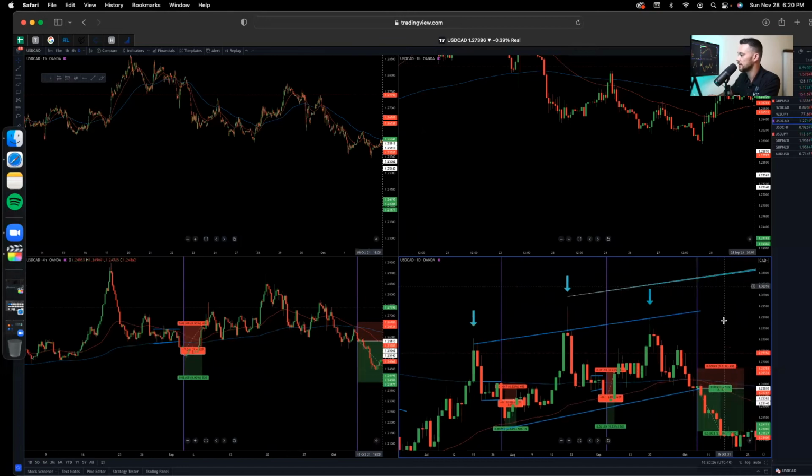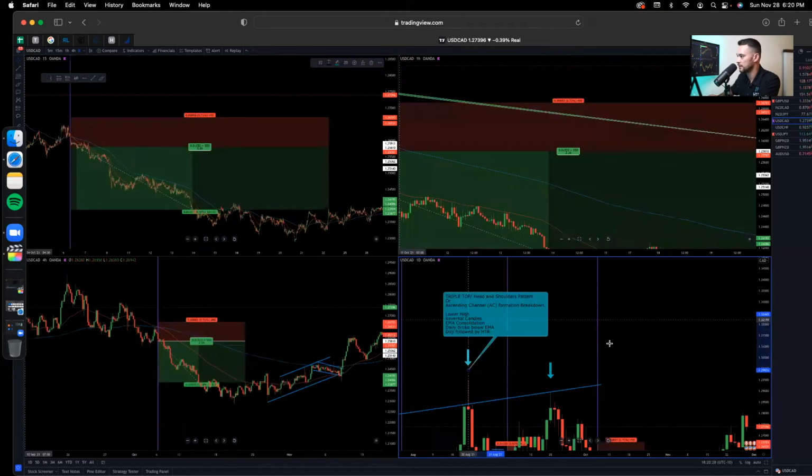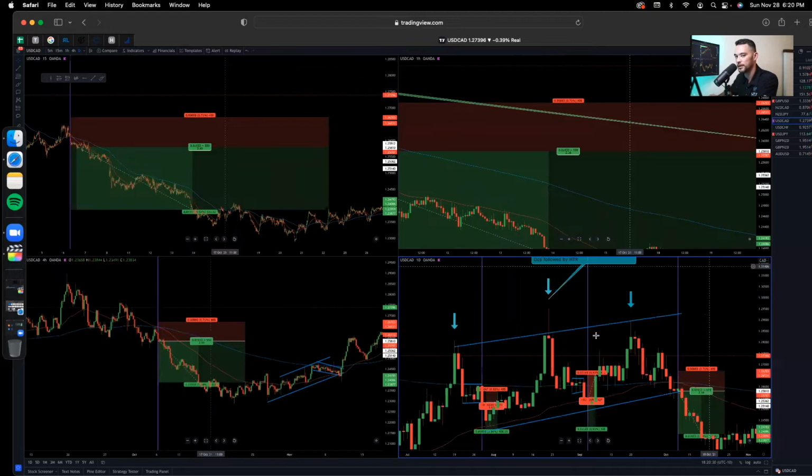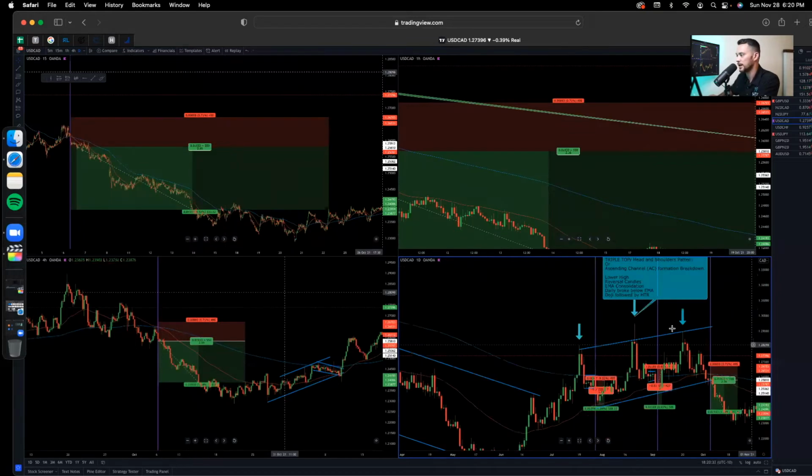I'm seeing multiple confluences here. I'm seeing a triple top. If you zoom out, this could be considered a head and shoulders.